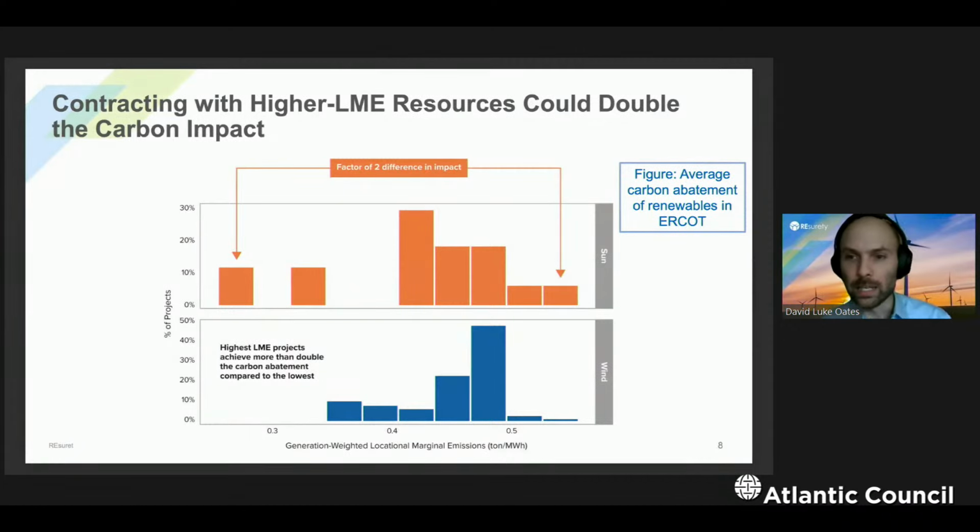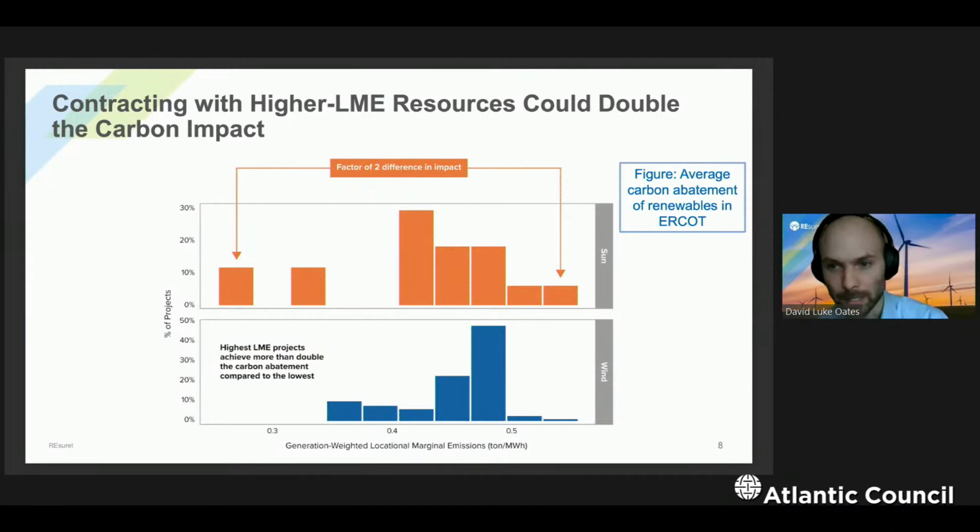So what I'm showing here is another figure from the same case study. Now instead of showing a single hour, we're reporting generation weighted average LMEs over the full 2-year period of 2018 to 19. And instead of focusing on just 2 solar farms, we're showing a histogram of all the wind and solar facilities in ERCOT that were operational over that 2-year period.